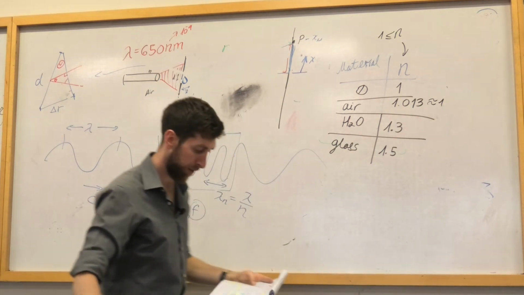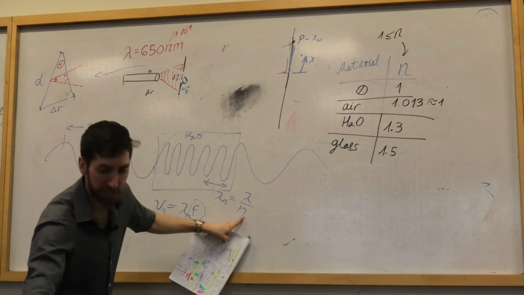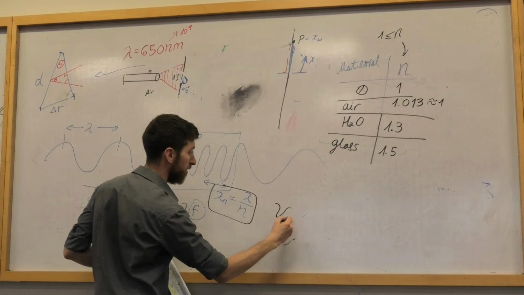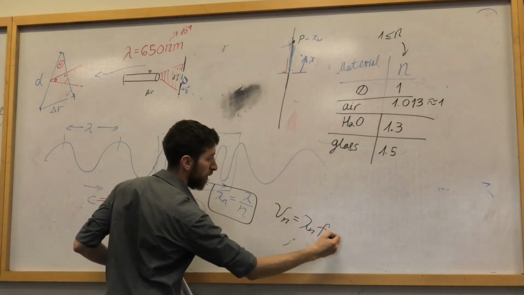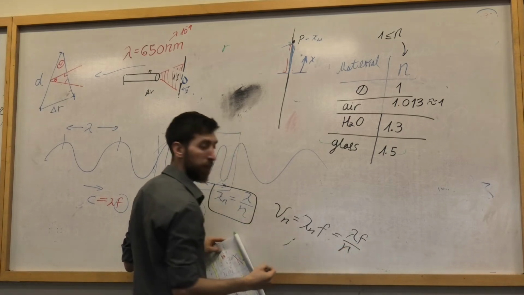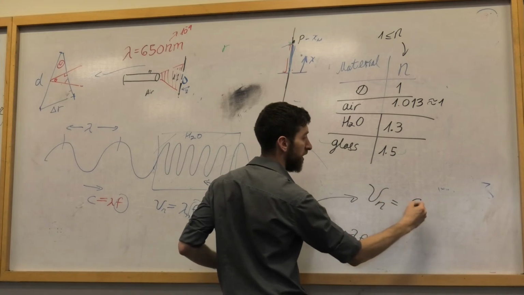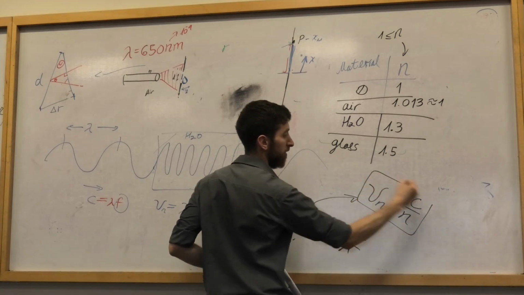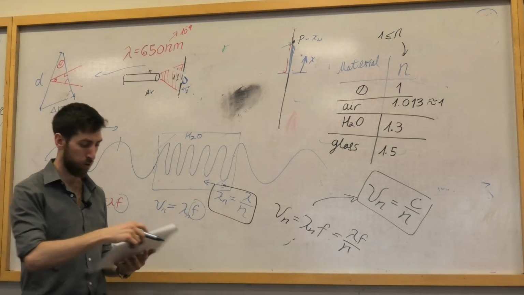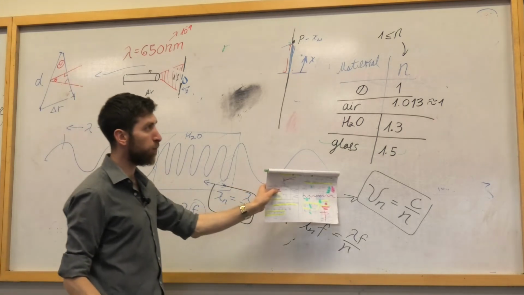You see it? Okay. So what's actually happened here is, you see that this is the new lambda, and we also have the new speed. What is the new speed? Multiplied by f equal to lambda f divided by n. So you can say that the new speed is actually Vn equal to c divided by n. You see what's happened? Okay, so this is the concept. Great.